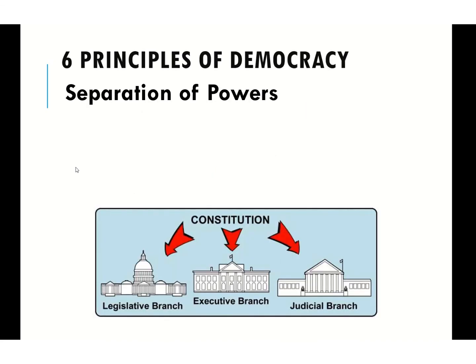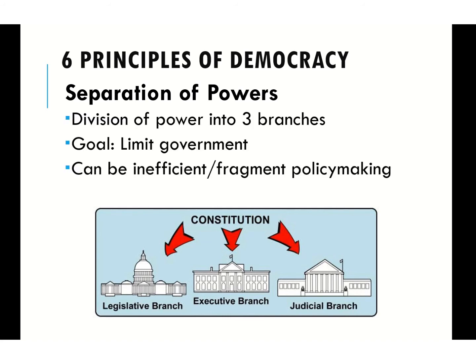Now, separation of powers. There you see separation of powers. The three branches, all separate, co-equal branches. They share different powers, and they can check each other. The goal is to limit government. The founders designed our government to be inefficient, to be fragmented, to slow everything down. If you want to get stuff done fast, folks, tyranny's the way to go. If you want to make it limited and safe, you want to be inefficient.